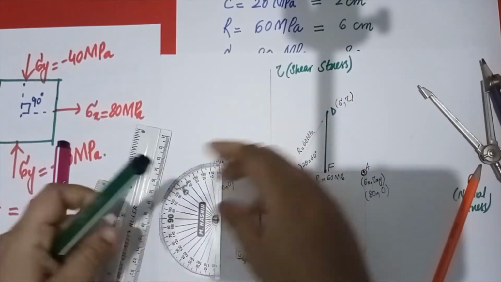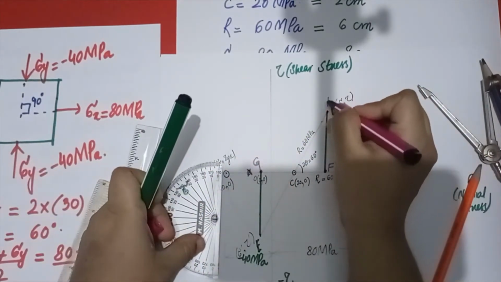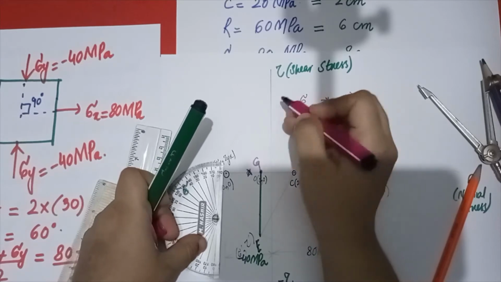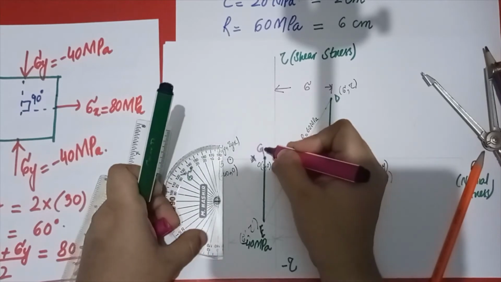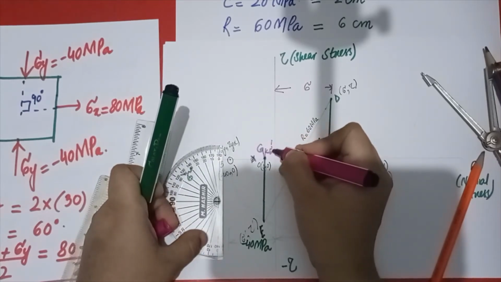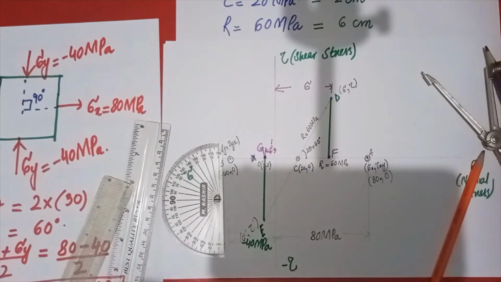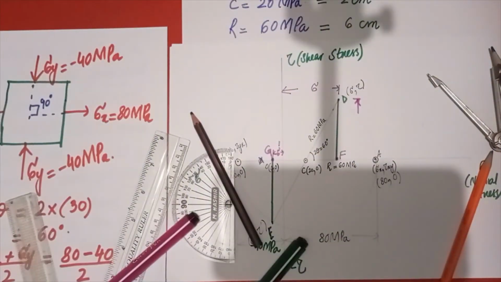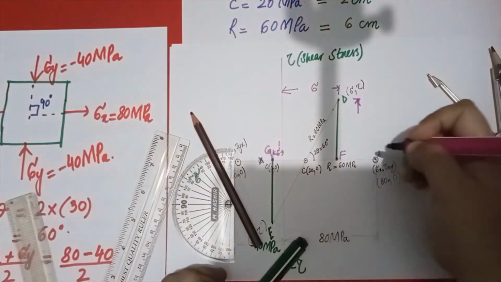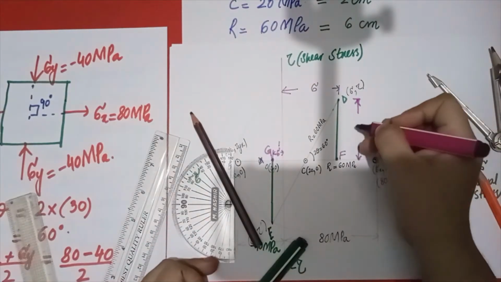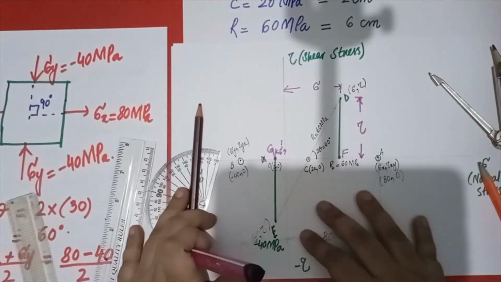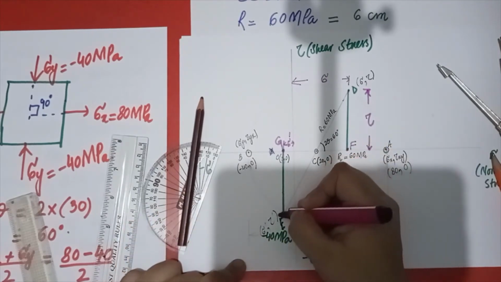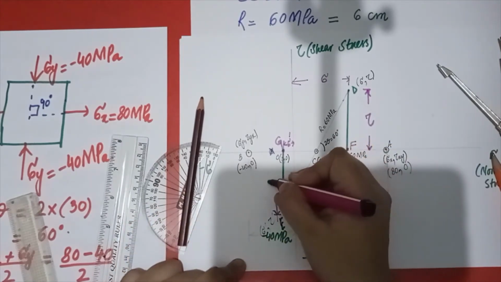So the value of sigma should be the x1. So this is sigma. And the value of sigma dash should be this one. Now I have to find out this tau. When I get sigma, tau, sigma dash and tau dash, what will be tau dash? This will be tau dash.